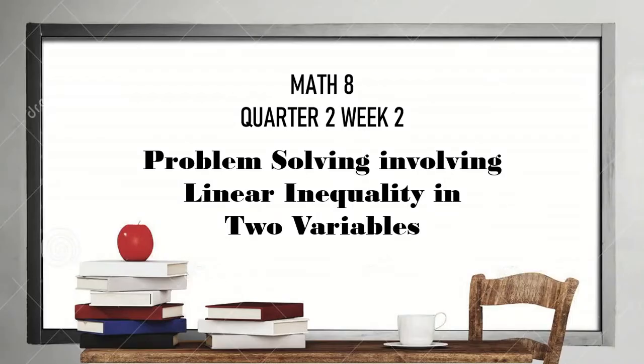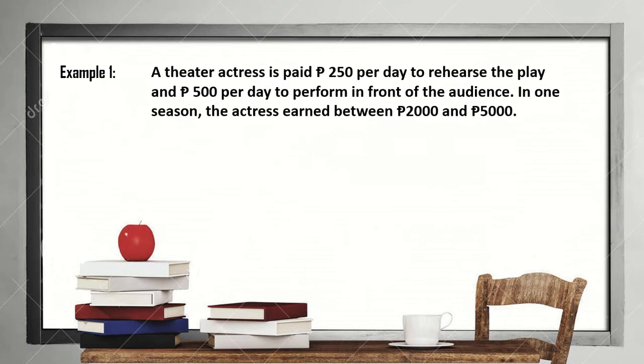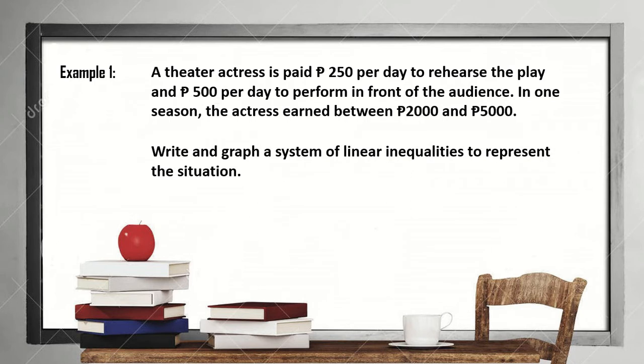Problem solving involving linear inequality in two variables. Example 1. A theater actress is paid 250 pesos per day to rehearse the play and 500 per day to perform in front of the audience. In one season, the actress earned between 2,000 pesos and 5,000 pesos. Write and graph a system of linear inequalities to represent the situation.